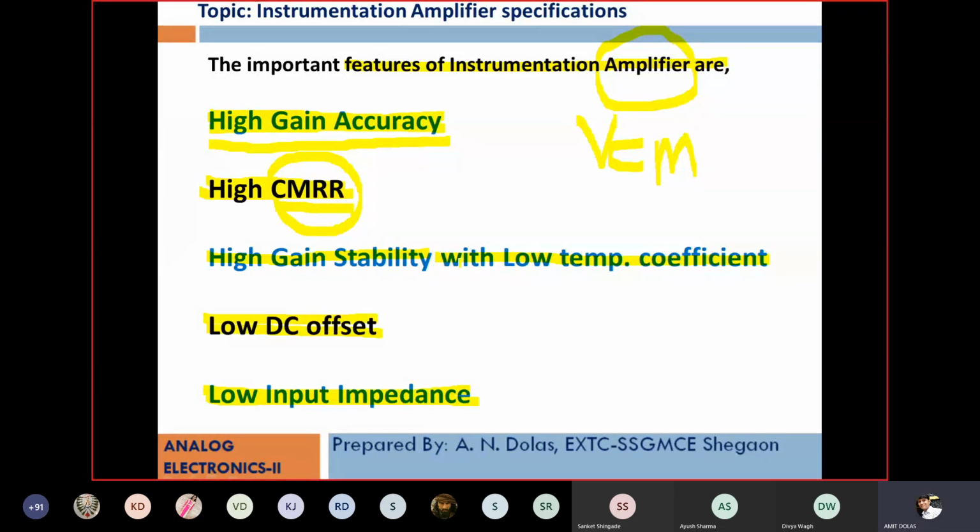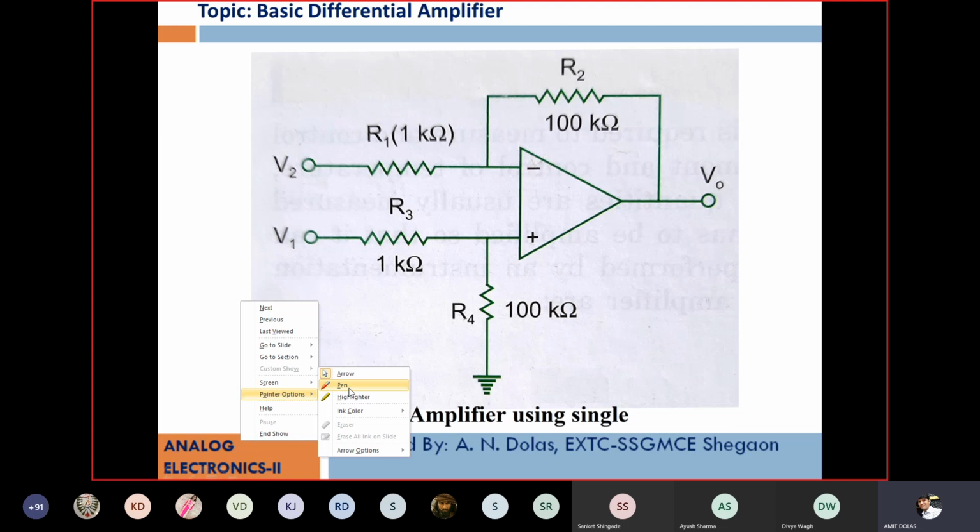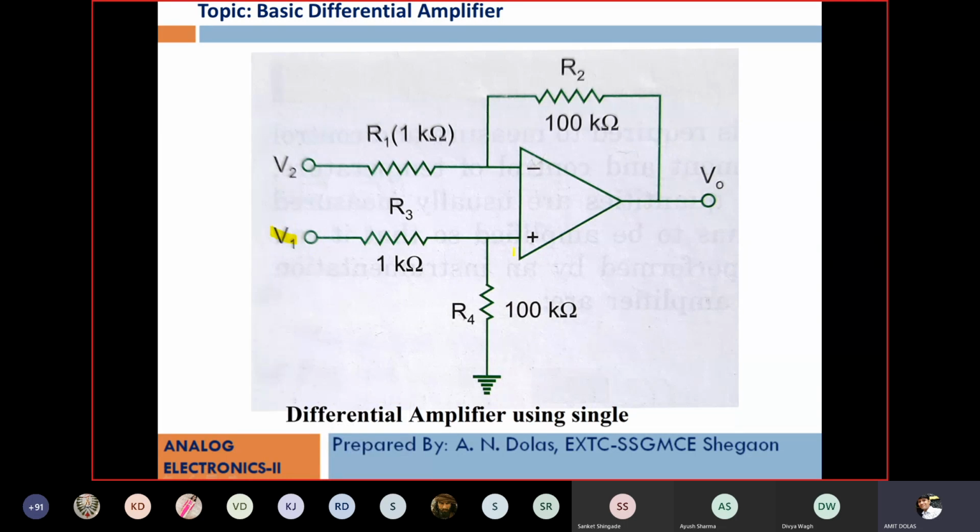So here we will go for the basic differential amplifier that we already studied earlier in the subtractor circuit. The basic differential amplifier is also an instrumentation amplifier, but there is a certain drawback that we will learn here. You can see such a type of circuit we have already seen. V1 is connected to the positive terminal. V2 simultaneously is connected to the negative terminal, that is the inverting terminal. So it is called a differential circuit. We have seen its output is gain into V1 minus V2.